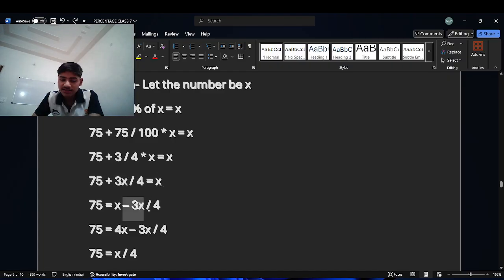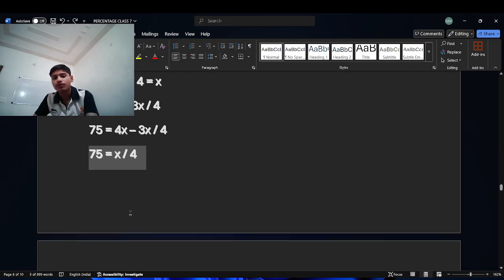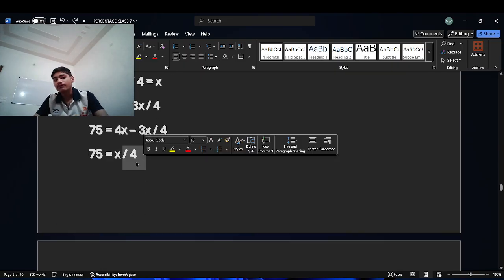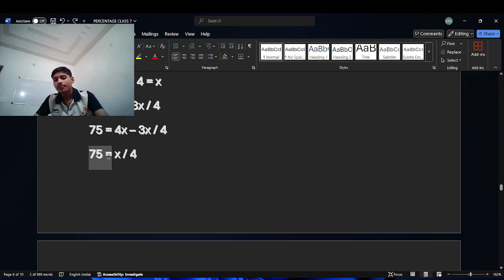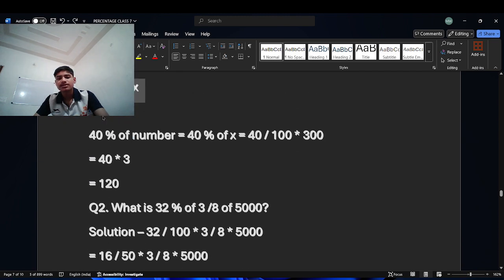Now x minus 3x by 4, taking the LCM, 4x minus 3x upon 4, is equal to 75. That is x upon 4 equals 75. Since x upon 4 is in division, to bring it to the other side you just multiply: 75 times 4 will be x, so 300 is x.